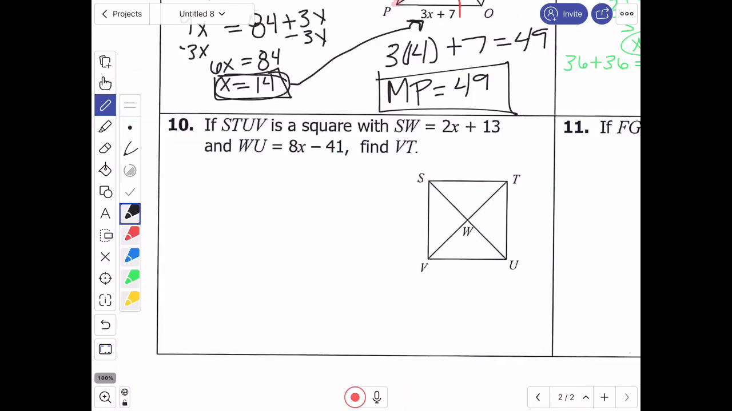Number 10, we're dealing with squares again, and I'm given SW is 2x plus 13, and WU is 8x minus 41. So the thing about squares is that their diagonals are congruent, and their diagonals are also bisecting each other. So this gray section should be congruent to this red section. So I'm going to take 2x plus 13 and set it equal to 8x minus 41.